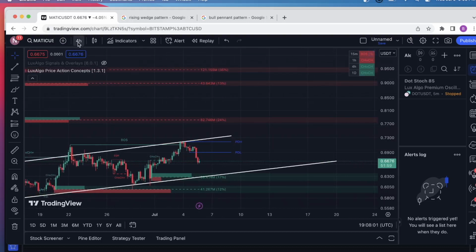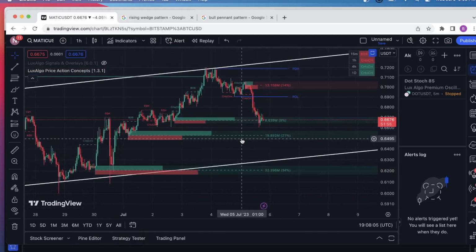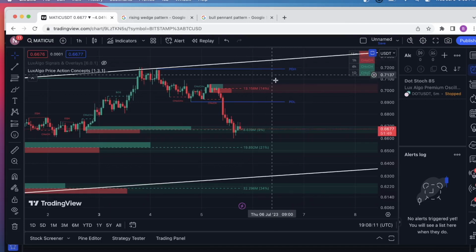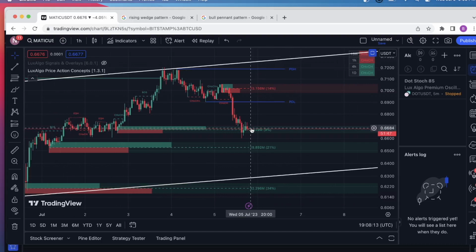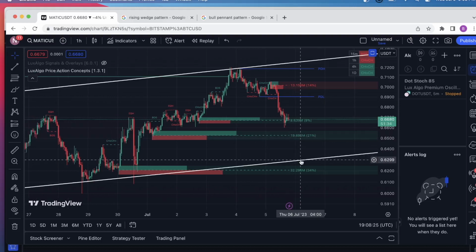Let's see here. Let's go to the 1 hour. Yeah, right now I'm not going to look to short either. I'm only going to look to short if we come back up to this range here, because we are in an order block zone where a lot of trades have taken place, and there is support around where we are right now. If this level breaks down, then I would look to this next one here, 65 cents. If that breaks, then this trend line here.